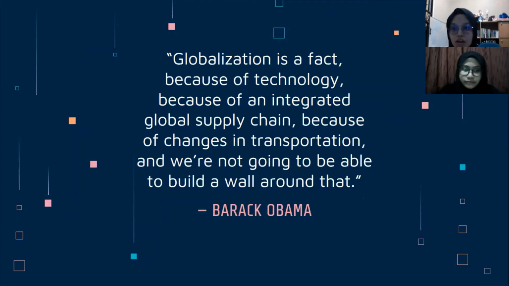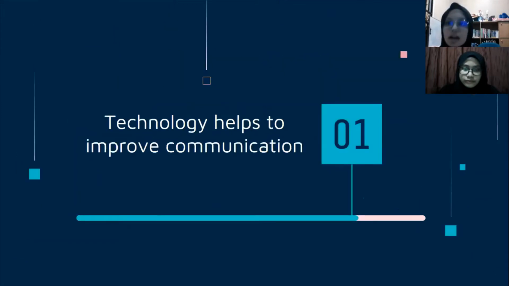Barack Obama, a former president of the United States of America, once said that globalization is a fact because of technology, because of an integrated global supply chain, because of changes in transportation, and we're not going to be able to build a wall around that. In simpler words, what he's trying to say is that technology does help globalization. So, I'll be presenting my first point, which is technology helps to improve communication.